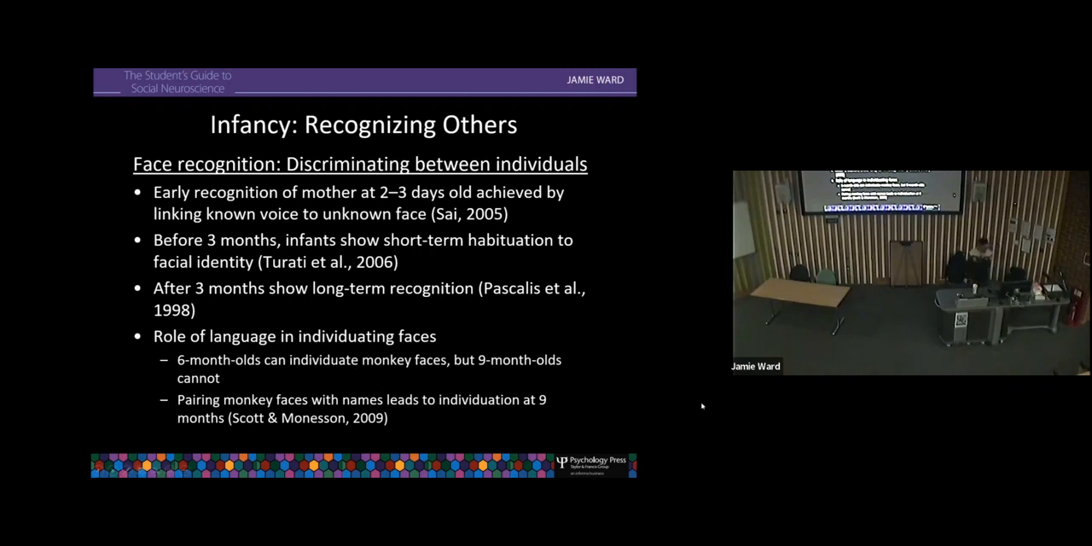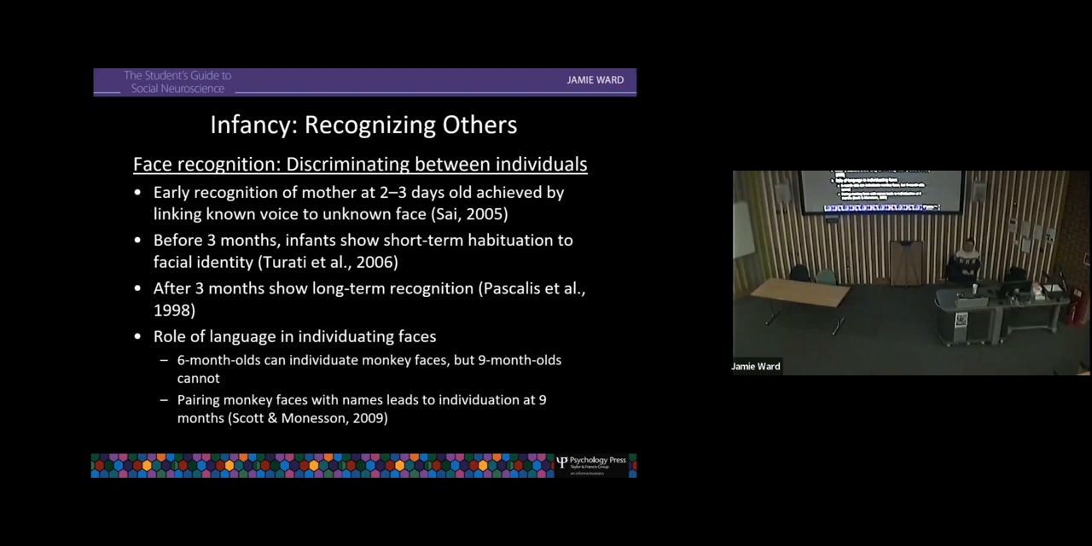Language seems to be important here as well. There have been studies done looking at infants' abilities to recognize monkey faces, which is a very bizarre study to do. Basically, what you find here is that infants are as good at telling apart monkey faces as they are human faces. So they don't have this kind of human preference, even though they don't see monkeys in their social world. They're only seeing them in their experimental stimuli.